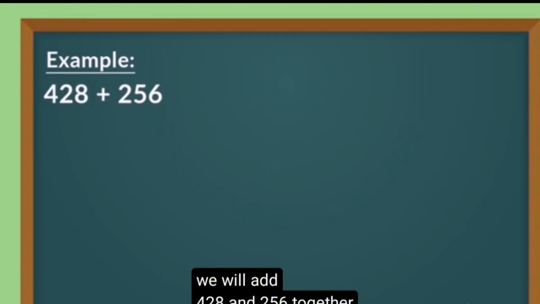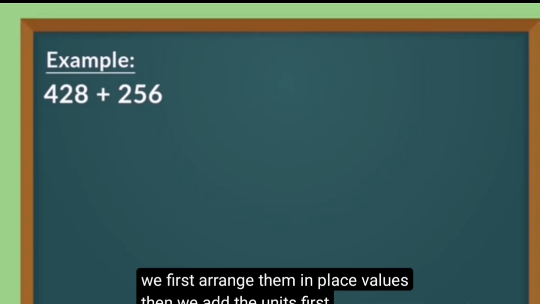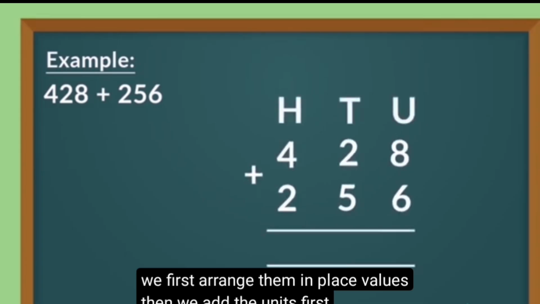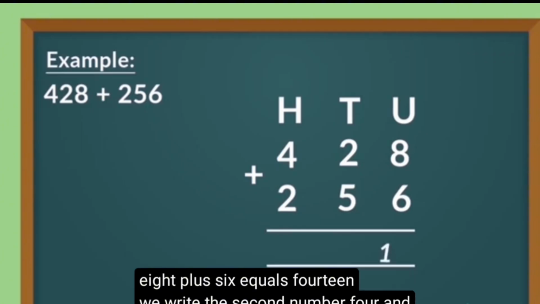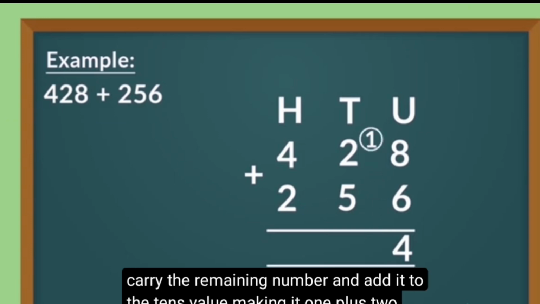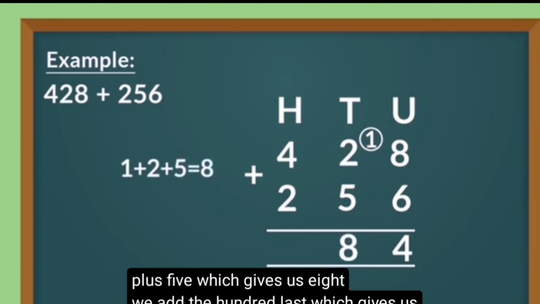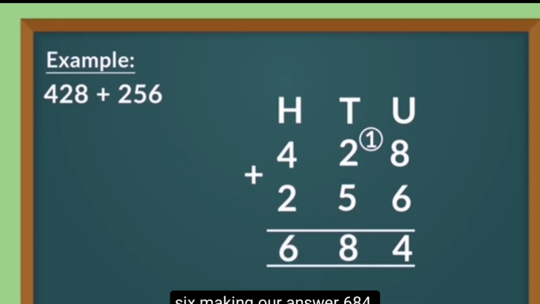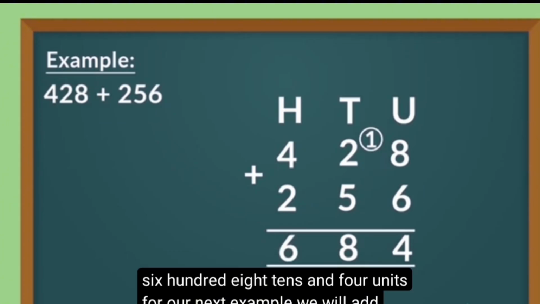Now with regrouping, you can try it with three-digit numbers. 428 plus 256. First, rearrange. Now 8 plus 6 in the units digit, so 8 plus 6 is 14. Yes, but 1 is in the tens place, so add it up in the tens place. That means 1 plus 2 plus 5, which gives 8. The next one is 4 plus 2, which is 6. So 600, 8 tens and 4 units.